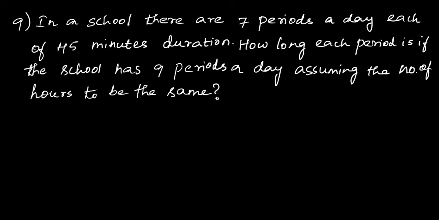Ninth question. In a school, there are 7 periods a day, each of 45 minutes duration. How long is each period if the school has 9 periods a day, assuming the number of hours to be the same? So they are saying in a school there are 7 periods and each period consists of 45 minutes. So instead of 7 periods, if you have 9 periods, what will be the time duration of each period? So we'll assume the duration of each period to be x.